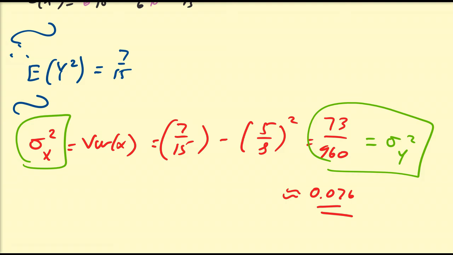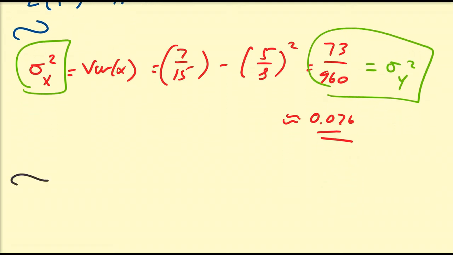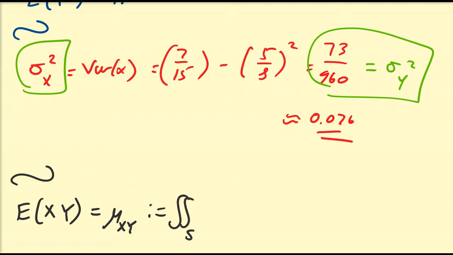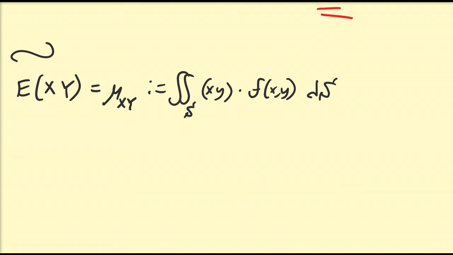Now, another calculation that is often done when you have multiple variables is what we call the product mean or the product moment, depending on who you talk to, or just E[XY]. So E[XY] is defined to be equal to mu XY as alternative notation, and that's going to be defined over the support of your function of XY multiplied by the probability density function f(x,y) dx dy. And also note that some people write dx times dy as instead dS for the support. So let's calculate what this number is.